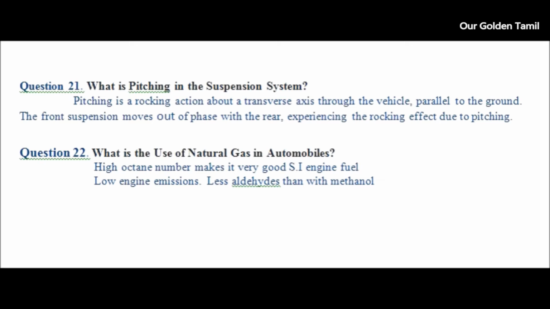Question 22. What is the use of natural gas in automobiles? Answer. High octane number makes it a very good SI engine fuel. Low engine emissions. Less aldehydes than with methanol.